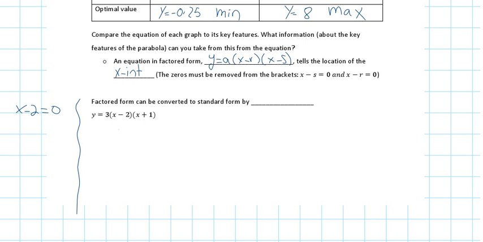So x minus 2 equals 0. To solve for x, you bring the negative 2 over, so it becomes a 2. If I have x plus 1 equal to 0, again, bring the plus 1 over, so x equals negative 1. Okay? That's what we do. This is how we solve for the zeros.